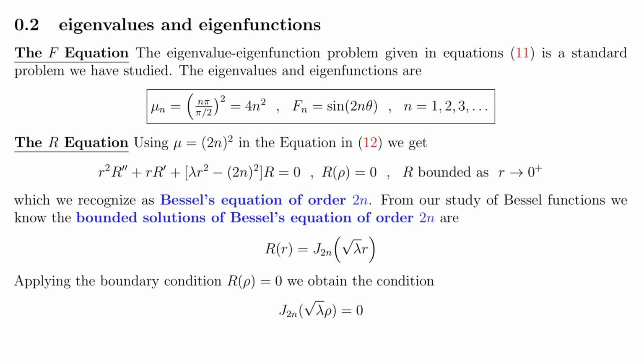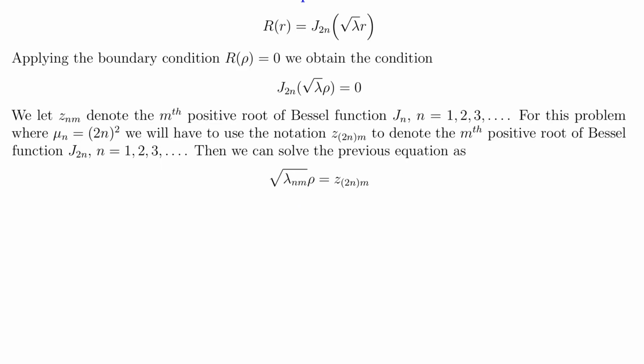Applying the boundary condition R of rho equals 0, we obtain the condition J sub 2n evaluated at the square root of lambda rho equals 0. Now, it's standard notation to denote by z sub nm the mth positive root of Bessel function J sub n, where n in this case starts at 1. For our problem, when mu sub n equals (2n) squared, we have to use the notation z sub (2n,m) to denote the mth positive root of the Bessel function J sub 2n.